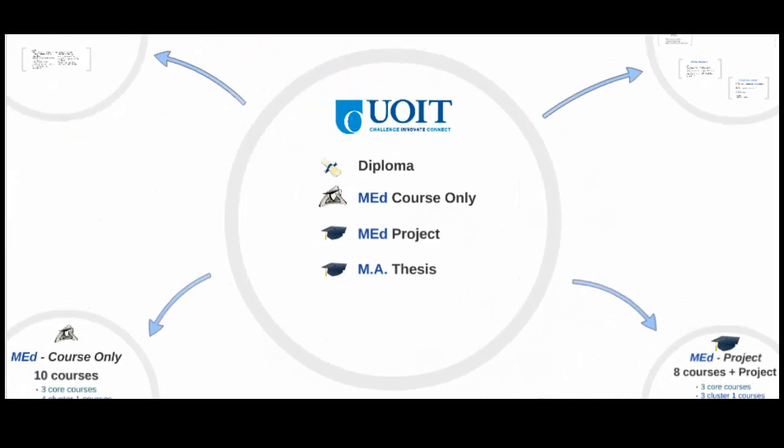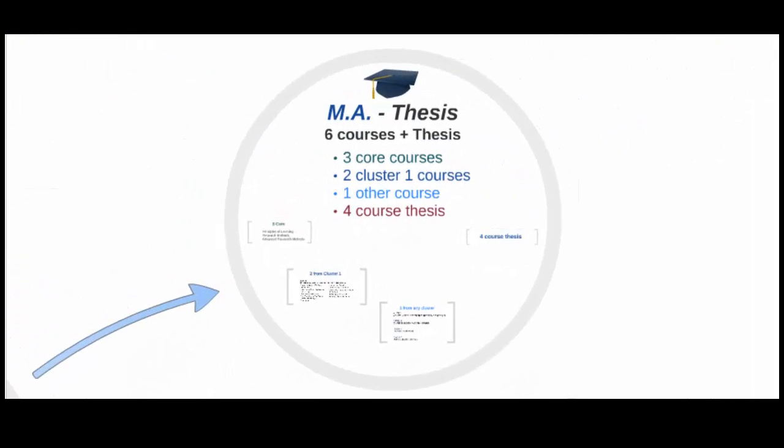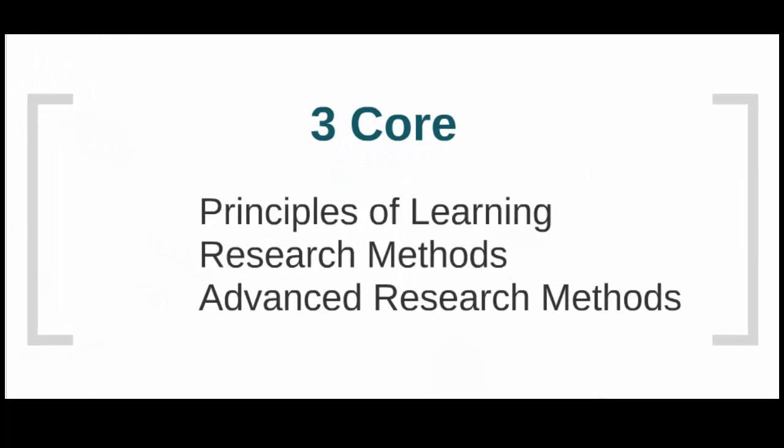The final option in our program is the MA thesis. In the MA thesis option, students take 6 courses and a thesis. This includes 3 core courses, 2 Cluster 1 courses, 1 course from any cluster, and a 4-course thesis with a supervisor. For the MA thesis option, students are required to take Principles of Learning, Research Methods, and Advanced Research Methods from the core course options.